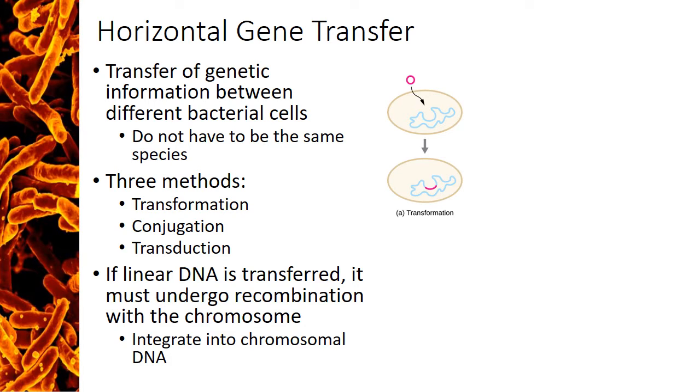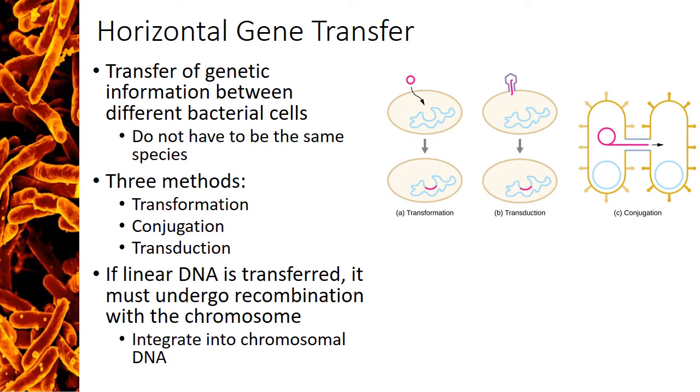The first is transformation, which involves taking up naked DNA into the cell. Transduction, which is using phage to transfer DNA between bacterial cells, and conjugation, which requires cell-to-cell contact for transfer along a sex pilus.